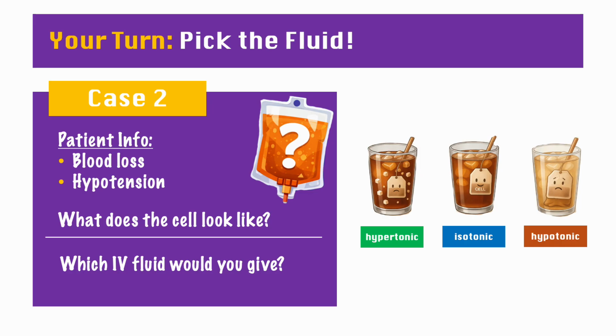So if the cell's not changing and we don't need to help in changing it, which IV fluid would you give? If you said isotonic, you are correct. We don't want to shoot fluid in or out of the cells, so isotonic would be appropriate. We would just be increasing the patient's volume to help with the blood loss that they've experienced.